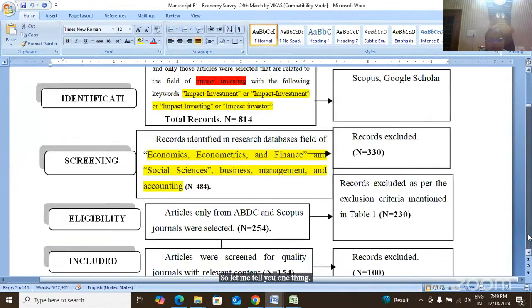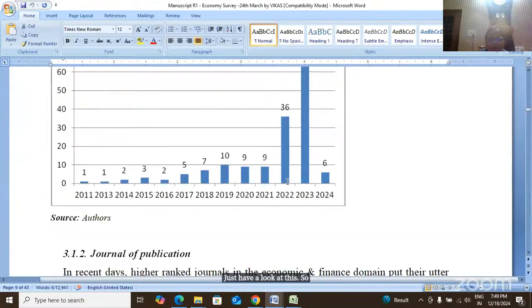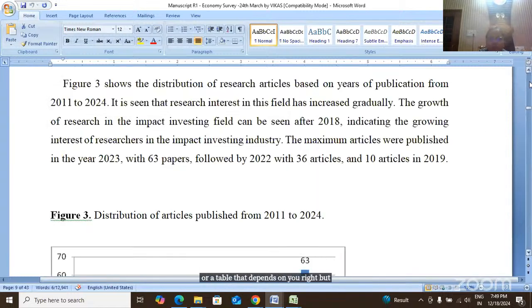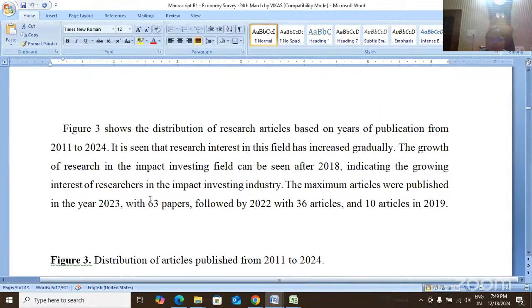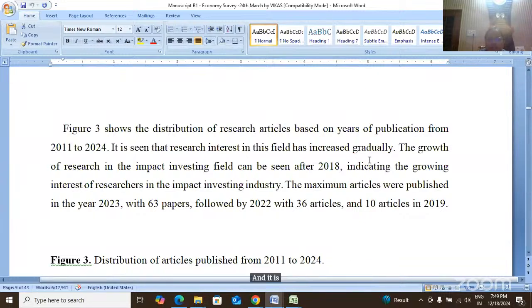Whenever you are writing this, just have a look at this. So you are making a figure or a table, that depends on you, right? But what is important here is that you have to write about this as well. Look at this: Figure 3 shows the distribution of the research articles based on year of publication. It is seen that research in this area has increased gradually. The growth of research, this paper is on impact investing.